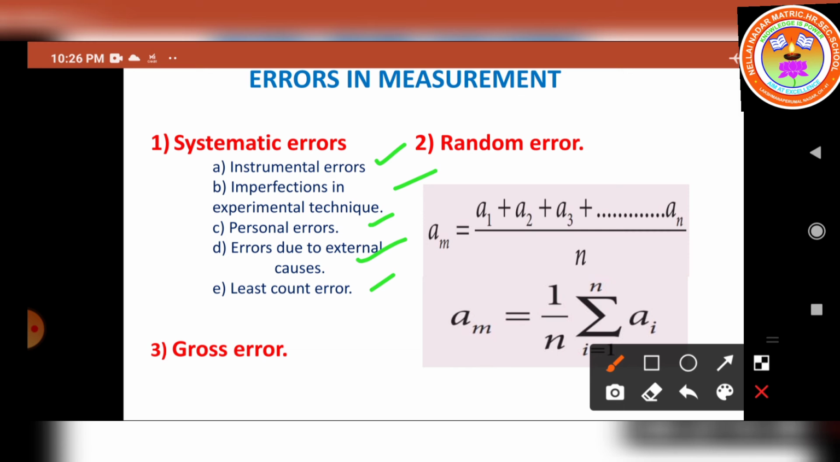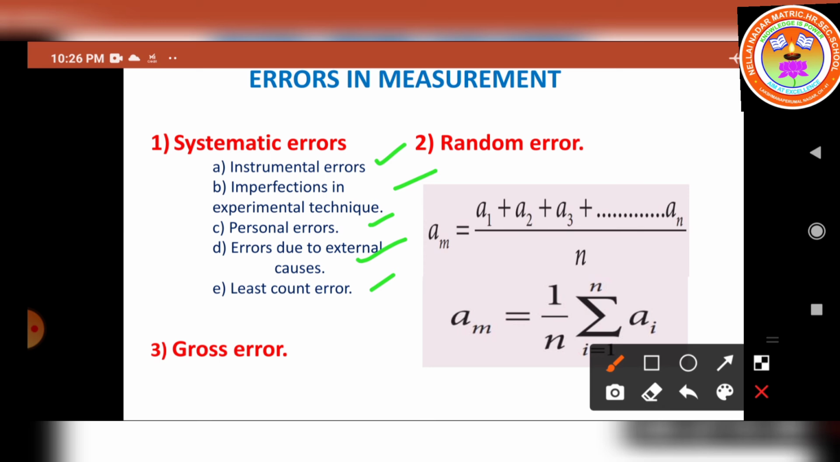For example, consider the case of the thickness of a wire measured using a screw gauge. The readings taken may be different for different trials. In this case, a large number of measurements are made and then arithmetic mean is taken. So, arithmetic mean is nothing but average.